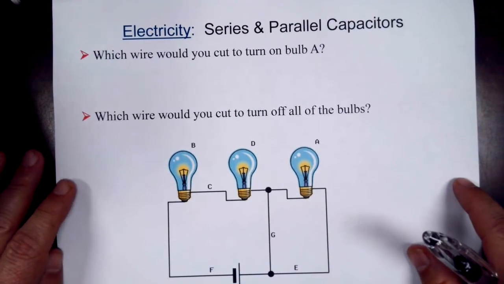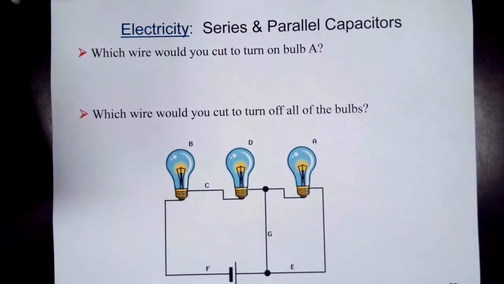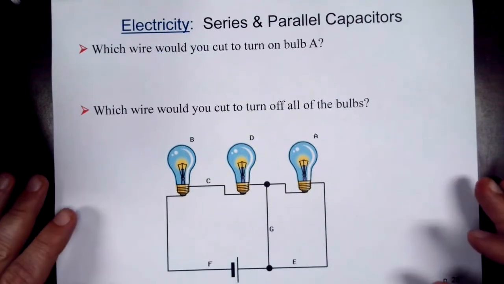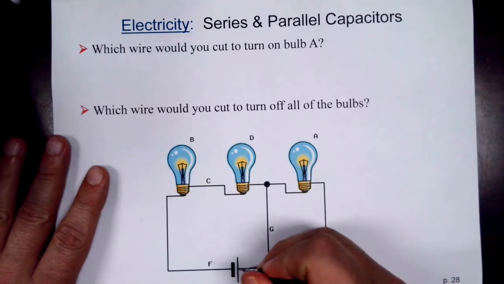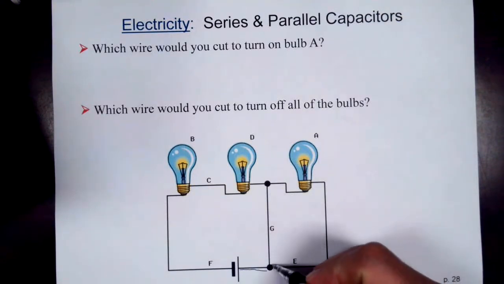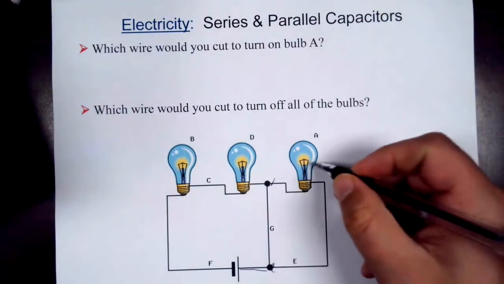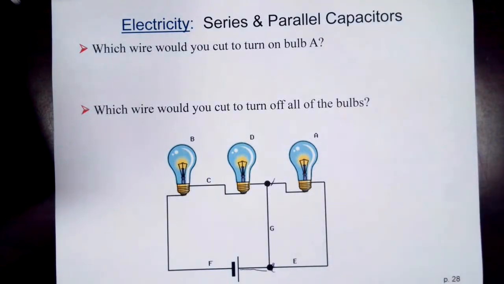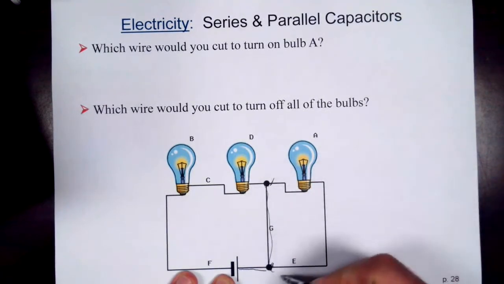Okay, so our last one here is some of our cut wire problems. These are always kind of fun. The question here is, which wire would you cut to turn on bulb A? Let's look at our circuit. Our current wants to follow the voltage, and what you'll notice is that in the loop that has A in it, there's no reason for the current to go through that, because it can go directly here or it can go through here.